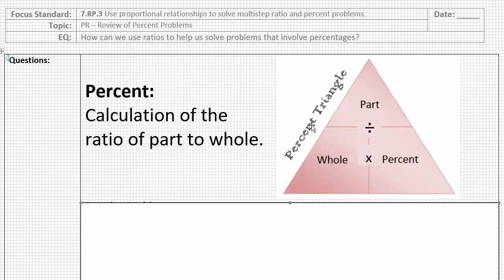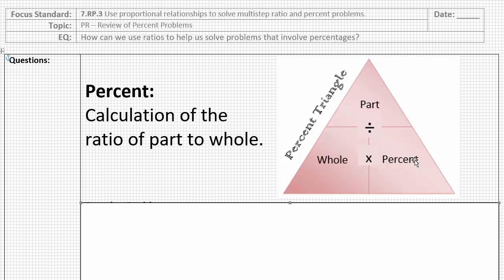So this might be a review of some types of problems you've seen in 6th grade, but I'm not sure if all of you have seen the percent triangle. We can think of percents as being the calculation of the ratio of the part to the whole. So if we take the part and divide it by the whole, that will equal the percent.